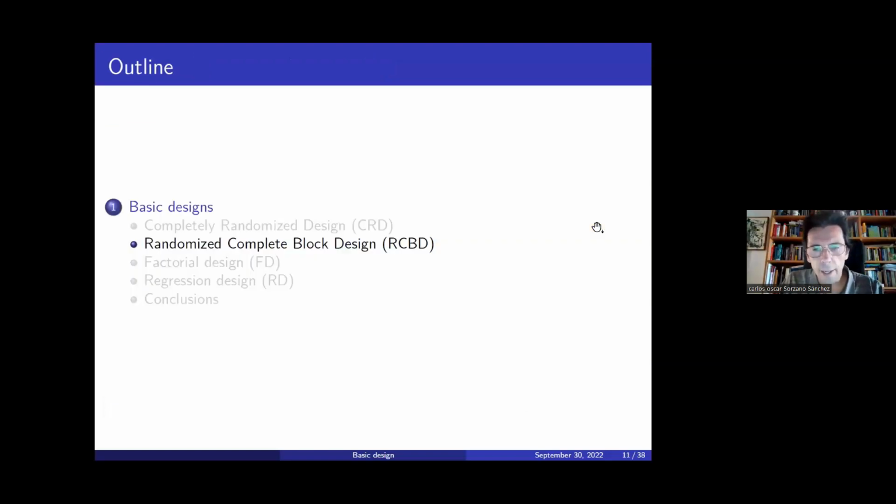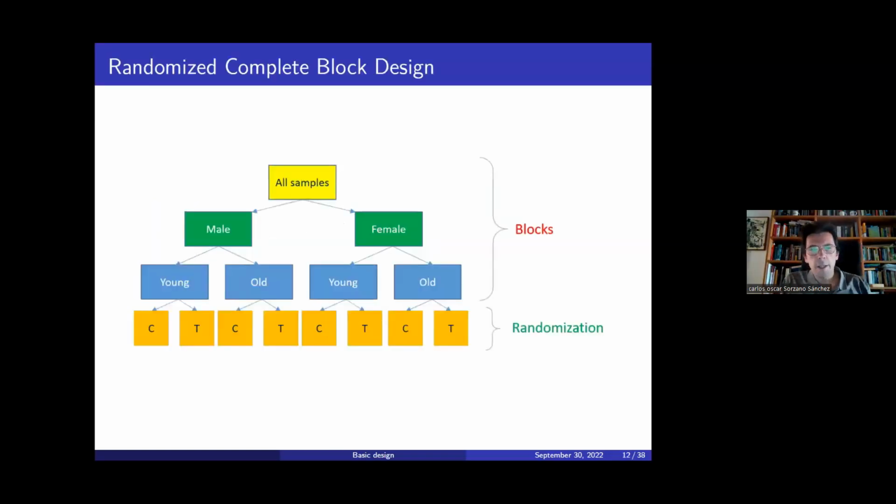Okay, now let's complicate it a bit more and let's introduce blocks. We are measuring blood pressure. It might be that constitutively part of the blood pressure variability that I see is explained not because people are different, but for some other reasons that I can identify. So for instance, males and females have different blood pressures, or young and old people also have different blood pressures.